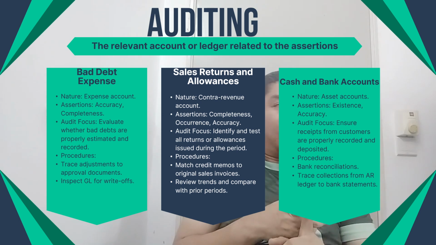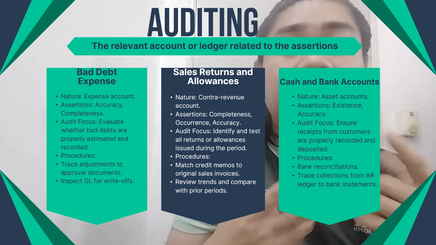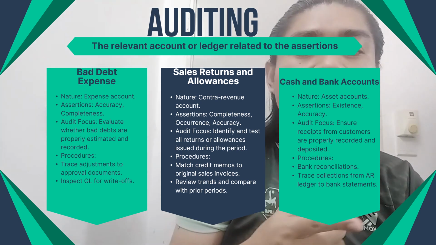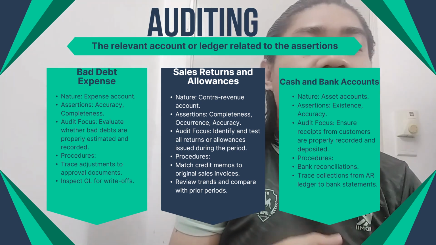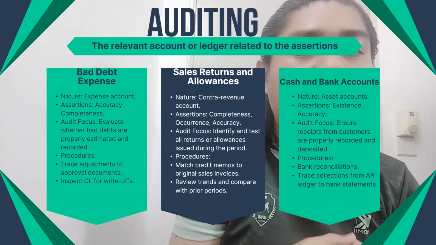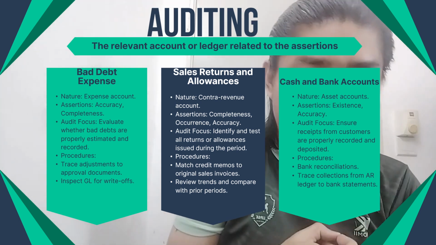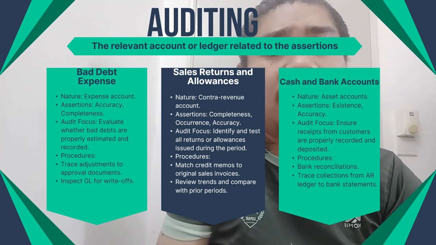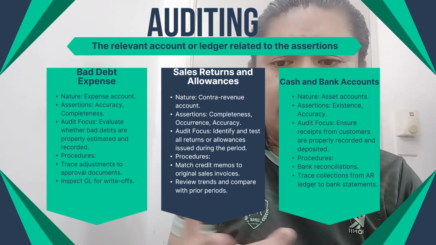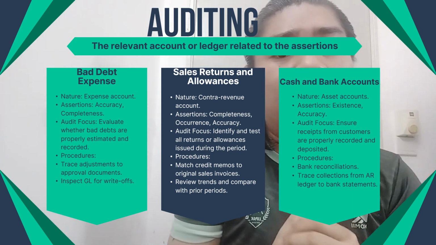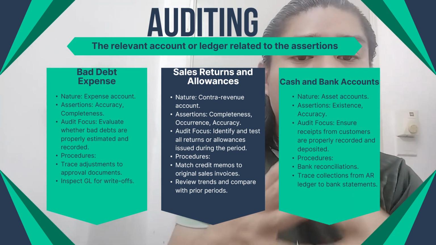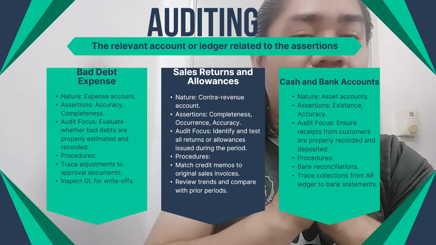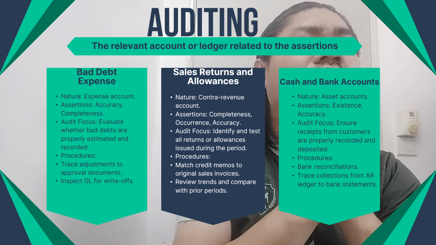In order to verify this account, auditors usually perform the bank reconciliation to ensure the cash balance is accurately reflected, and also trace collections from the account ledger to the bank statement to confirm that cash receipts are properly recorded and deposited. Okay, for the final thought in summary, each of the accounts, AR, sales revenue, FDD, and also others play a critical role in the integrity of financial statements. By focusing our audit procedures on the assertions related to these accounts, we can ensure that financial records are reliable and also recorded accurately.